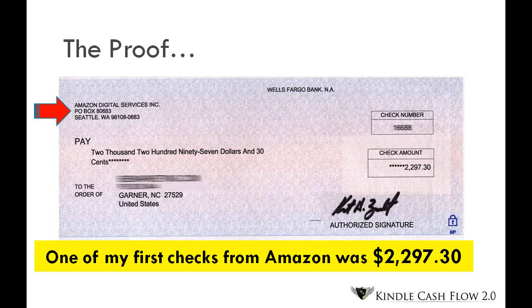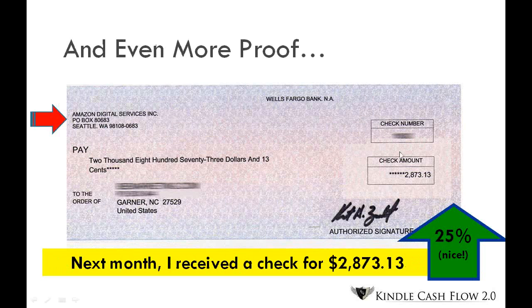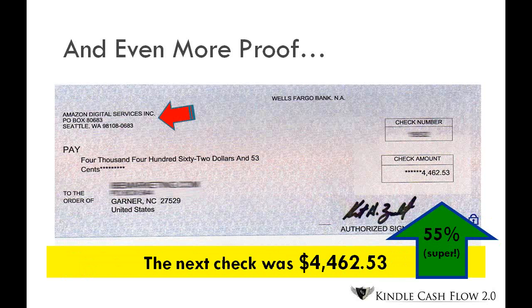I just had my hands in a ton of pots, not paying attention. It wasn't until the next month, when that amount increased to $2,873.13, that I started to say, okay, maybe there's something to this. So I started to test different elements. I started to publish a few more ebooks. And then the next month, I saw even better results.